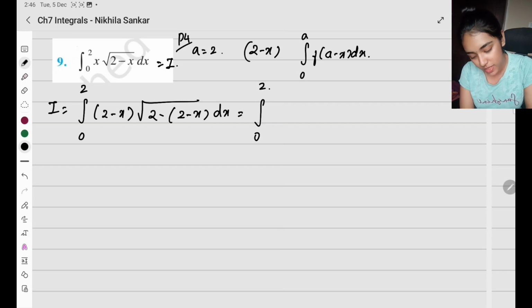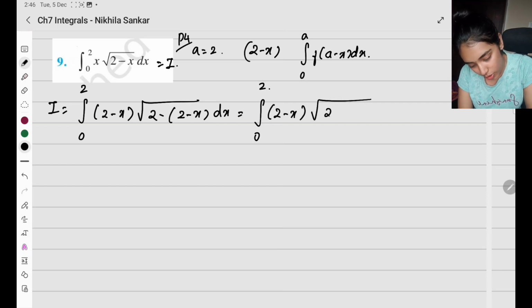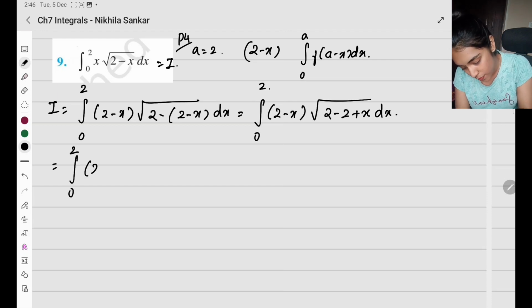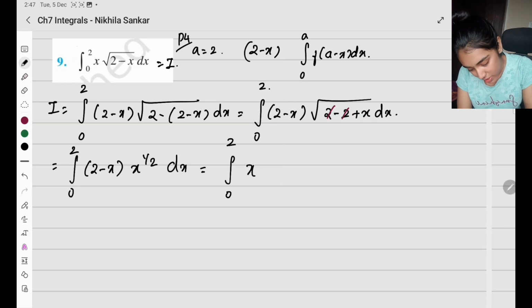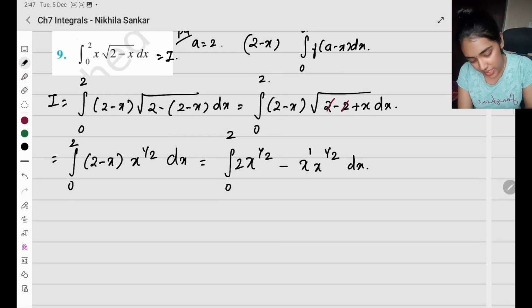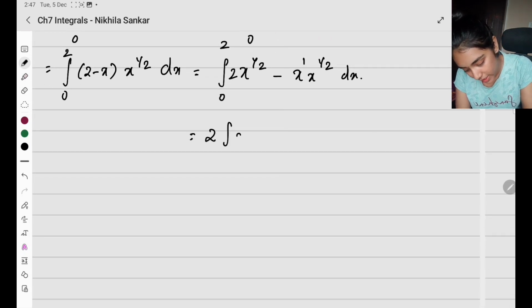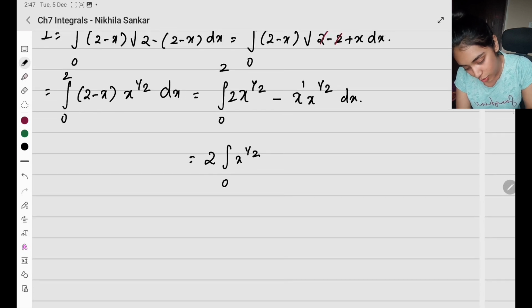Similar to question number 7. So 2 minus x square root of 2 minus 2 plus x times dx. So this is 0 to 2. 2 minus x square root of 2, and the 2 gets cancelled. I have square root of x. So square root of x can be written as x to the power half times dx. So multiplying that inside, I have 2 times x to the half minus x power 1 by 2 times dx. So when I split the integral, I have 2 integral x to the power half from 0 to 2 minus integral x power 3 by 2 times dx, 0 to 2.